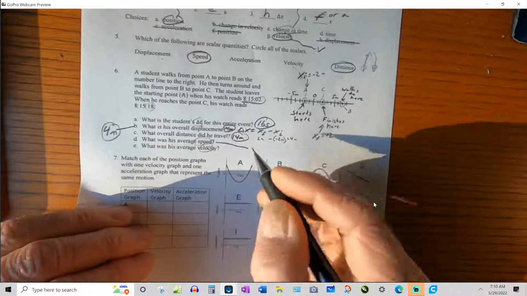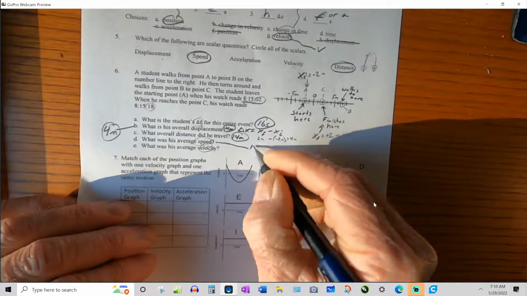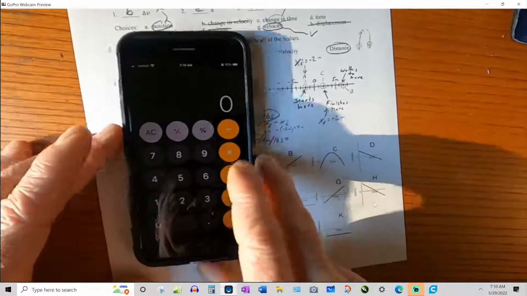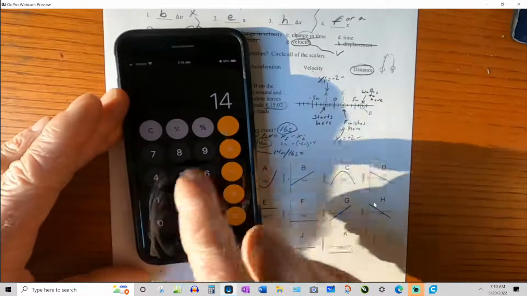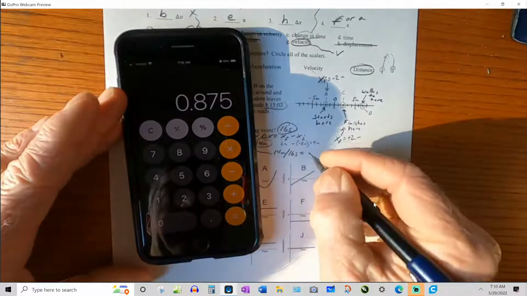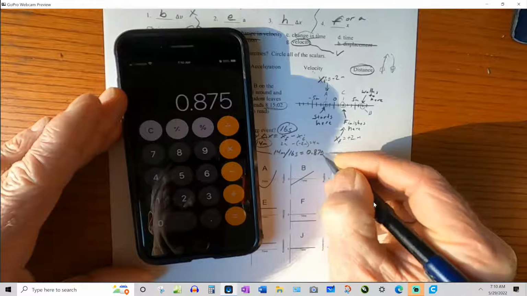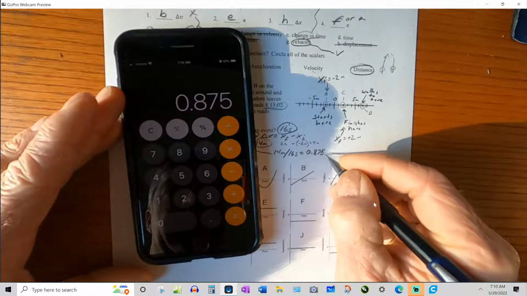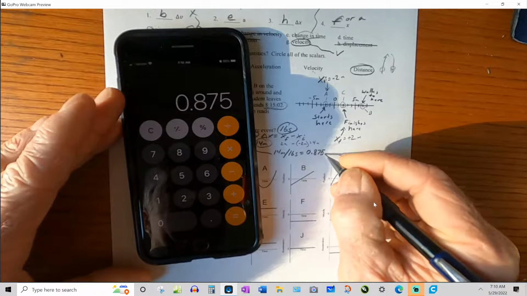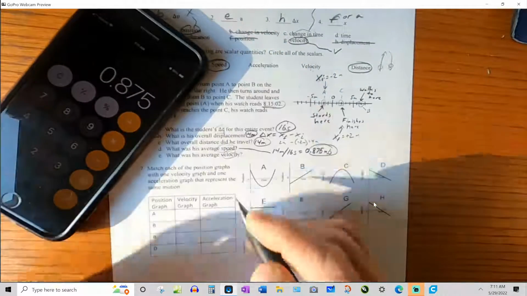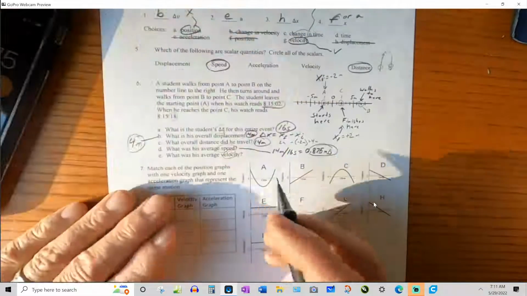So for speed, it's just going to be 14 meters over 16 seconds, and that's kind of an ugly number, 7/8, which would be 0.875, I think. 14 divided by 16, 0.875. I know that because I convert from English units to metric units a lot. Meters per second.